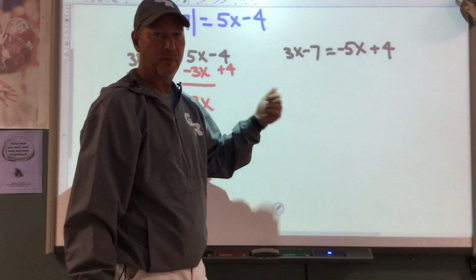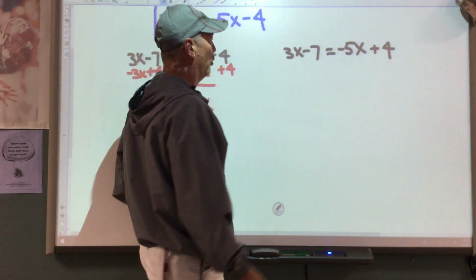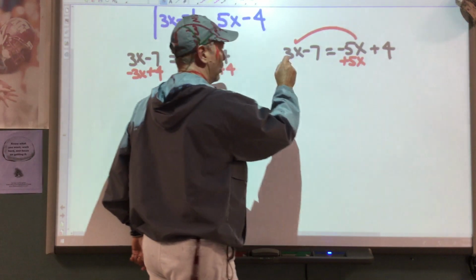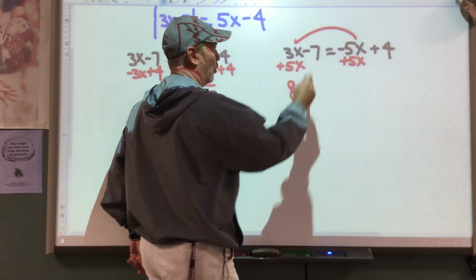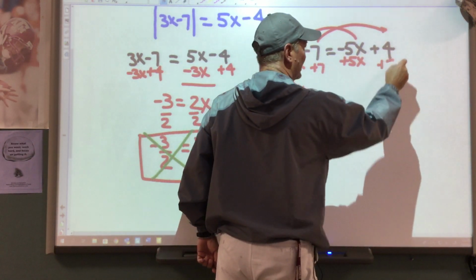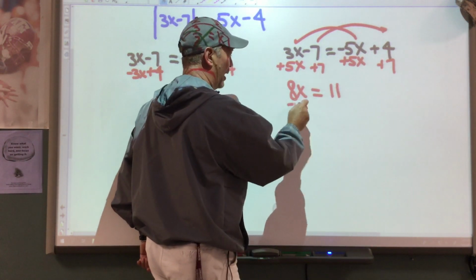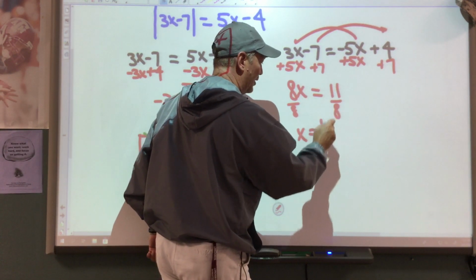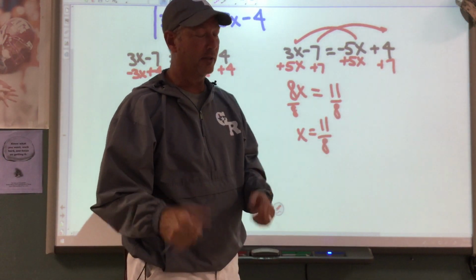If you need to, you can back up your video to watch that. All right, but I have to have room. So we're going to go over here and we're going to move this. We're going to say plus 5x, plus 5x. That's going to give me 8x. We're going to move the 7 to the other side. We're going to go plus 7, plus 7. That's going to equal 11. When I divide by 8, I get x equals 11 over 8. Oh, yay. Another fraction. Woo!